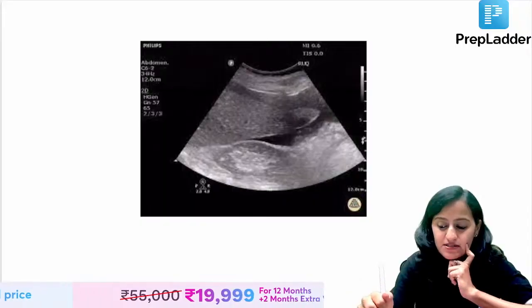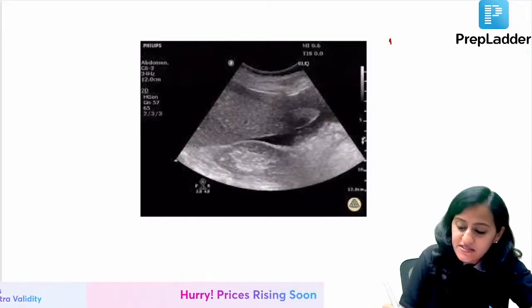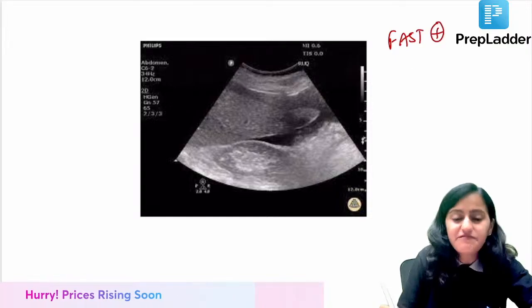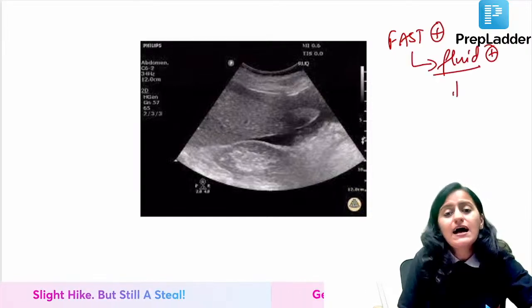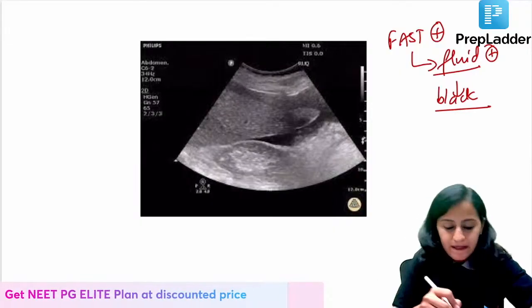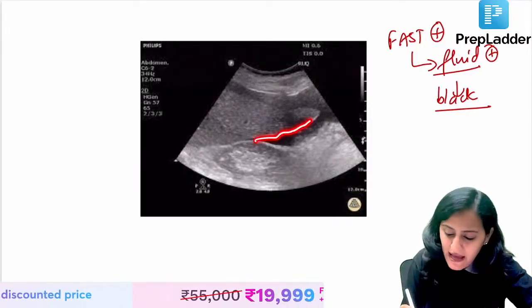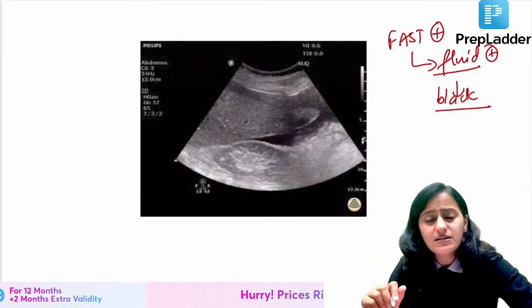Is this FAST positive or FAST negative? How do you know this is FAST positive? You call it FAST positive when free fluid is present. How do you identify fluid on ultrasound? By its black color. What you are seeing here is black fluid surrounding the organ in the abdomen.